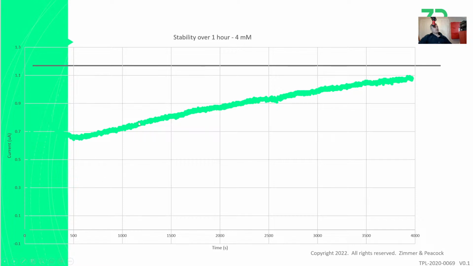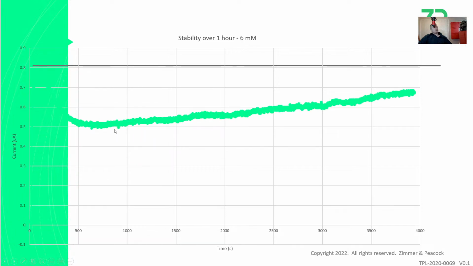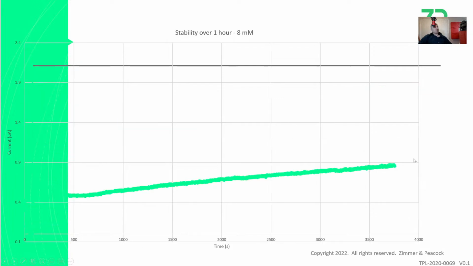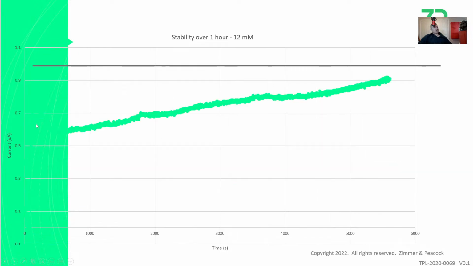This one, you've got a drift up at 4 millimolar. This one's quite good, actually, because you actually go to 1,000 before you really get this drift upwards. And then it starts really drifting upwards. So yeah, they all have drift in them.